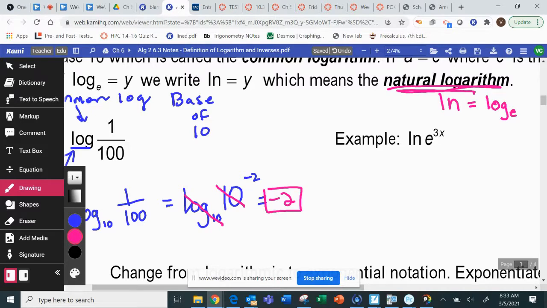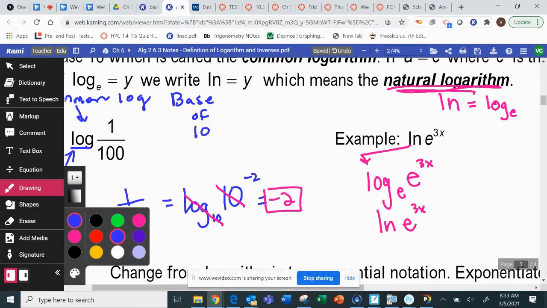It's the natural logarithm because E is the natural number. So ln is the natural logarithm. Get it? N, natural, L, logarithm, ln. It's not what it really stands for, but it kind of works. So if I have ln e to the 3x, that's the exact same thing as log base E of e to the 3x. That's what ln e to the 3x means.